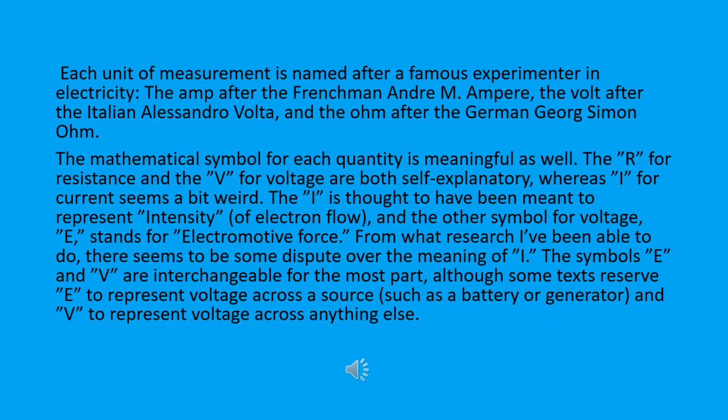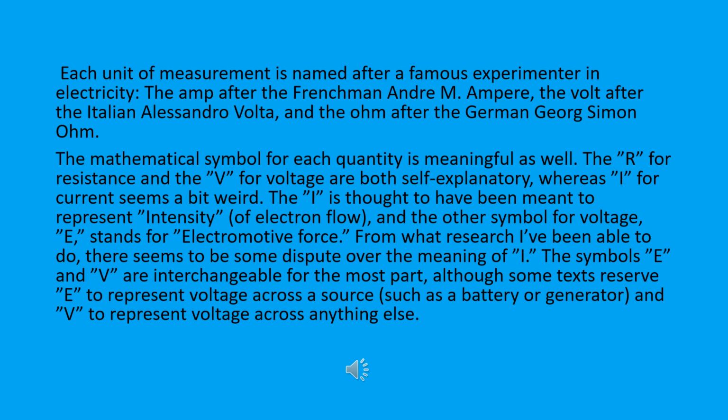Each unit of measurement is named after a famous experimenter in electricity, the amp after the Frenchman André M. Ampere, the volt after the Italian Alessandro Volta, and the ohm after the German Georg Simon Ohm. The mathematical symbol for each quantity is meaningful as well. The R for resistance and the V for voltage are both self-explanatory, whereas I for current seems a bit weird.